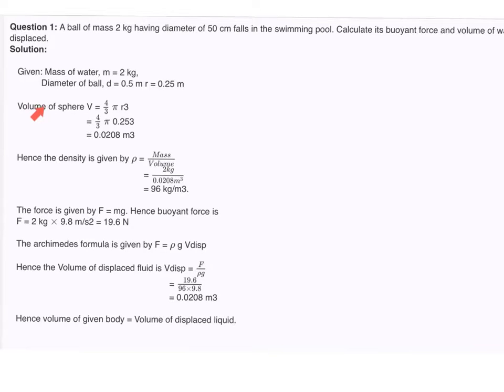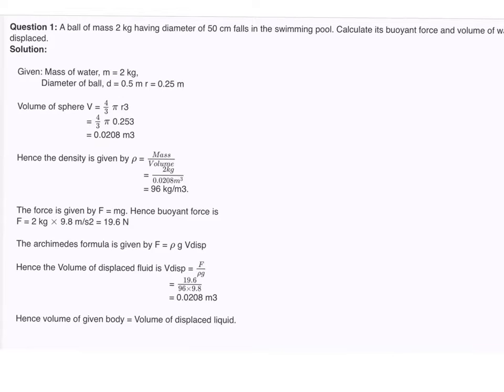To calculate the volume of a sphere, volume equals 4/3 times pi times radius cubed. So we would have 4/3 pi times 0.25 cubed, and we would get the volume of the sphere as being 0.0208 meters cubed.